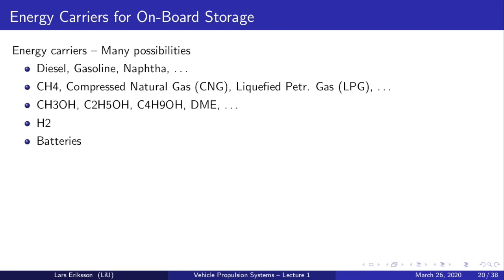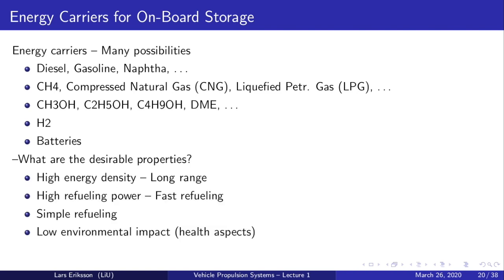There are also a lot of different alcohols, for example methanol, ethanol, butanol, or dimethyl ether. So there's a lot of options coming here. We could also think of carrying energy in terms of hydrogen gas, or, as is much in the air right now, in batteries. So what are the desirable properties of these kinds of energy carriers?